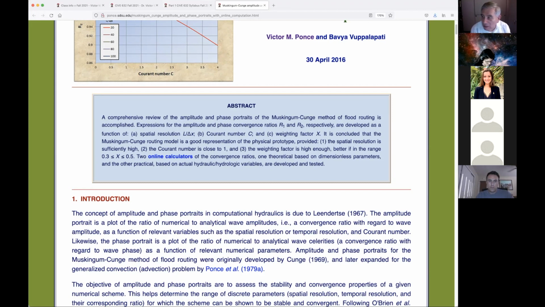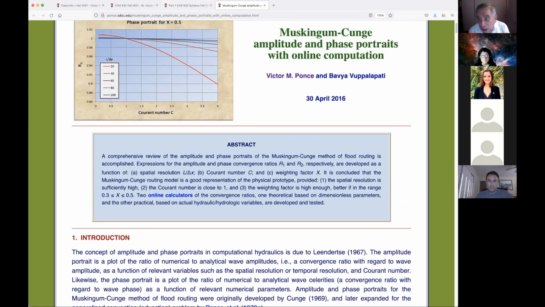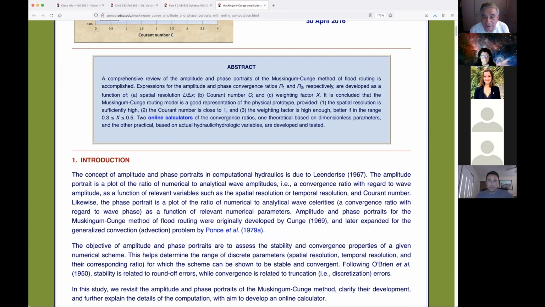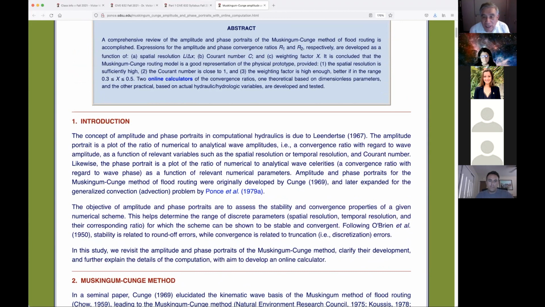So a Courant number in excess of 1 will give you lack of convergence, and a low number will give you lack of stability. How do we know that? Well, because we tried this many, many times. Besides, the amplitude and phase portraits that we're going to show you today exactly repeat what I had just said. The weighting factor is high enough, better in the range 0.3 to 0.5. This is kind of a discovery of this methodology, by the way.